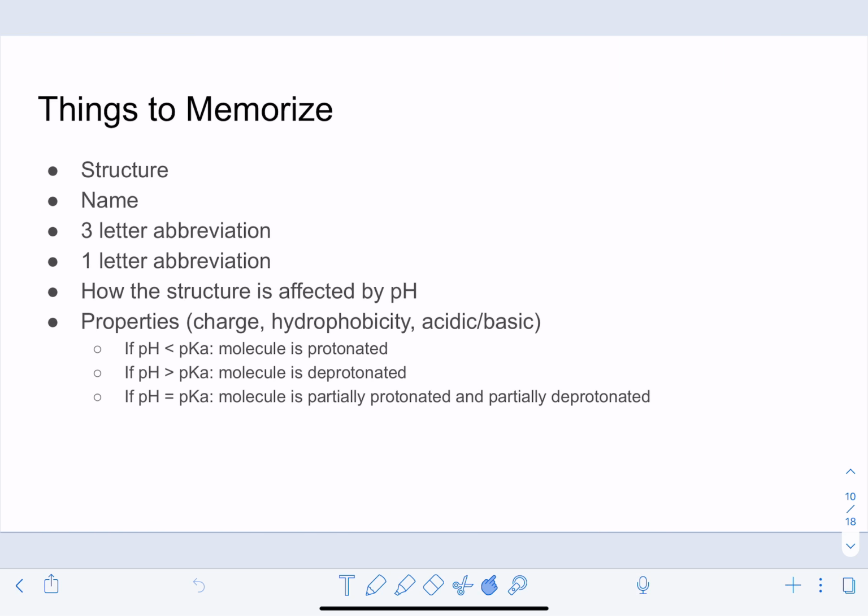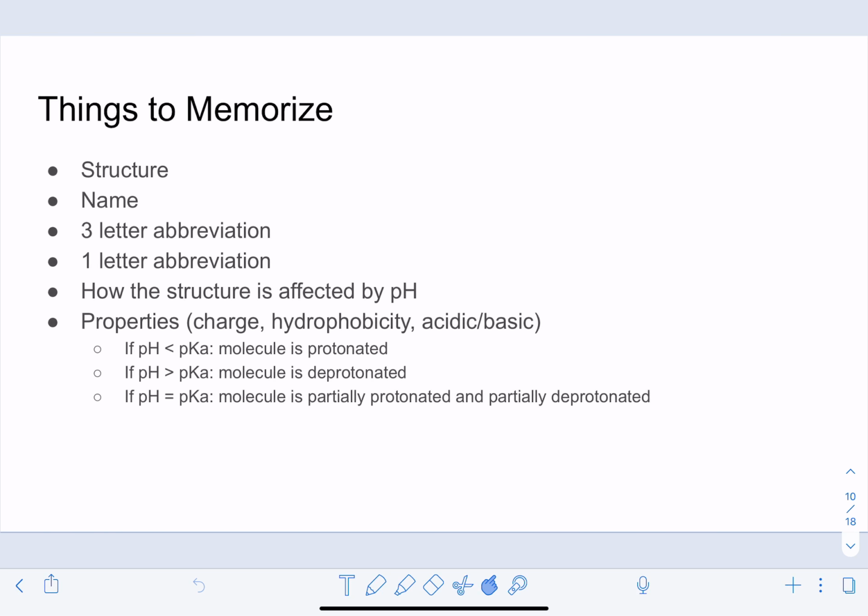So the general rule is that if the pH of the surrounding environment is less than the pKa of a functional group, the molecule is protonated. If the pH is greater than the pKa, the molecule is deprotonated. And if the pH is about equal to the pKa, then the functional group will exist with some of the molecules partially protonated and some deprotonated. So you'll have a mixture of the two.